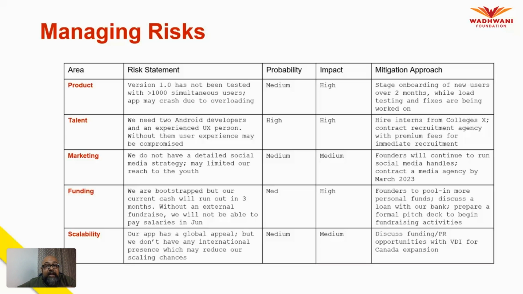So mitigating, stage onboarding. The onboarding of new users has to be staged over 2 months. Here they are saying 2 months. So the load testing happens, fixes are being worked upon and all of that. It is a mess. Talent. All right, we need 2 Android developers and an experienced UX person. Without them, user experience may get compromised. Probability is high that you will not get it. And if you have it, they'll leave. That probability is high. Impact is also very high.